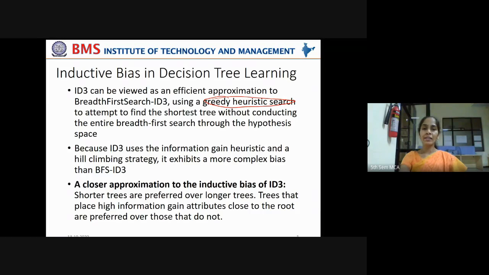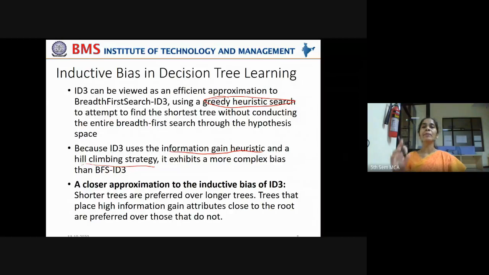Now, because ID3 uses the information gain heuristic, a heuristic is nothing but a rule-of-thumb measure. ID3 uses the information gain heuristic and a hill climbing strategy. I told you what this hill climbing strategy is, right? When you are climbing a hill, you take the locally optimal direction. You look in all directions, and wherever the inclination of the mountain is high, you tend to go in that direction, right? So you're making a locally optimal decision.